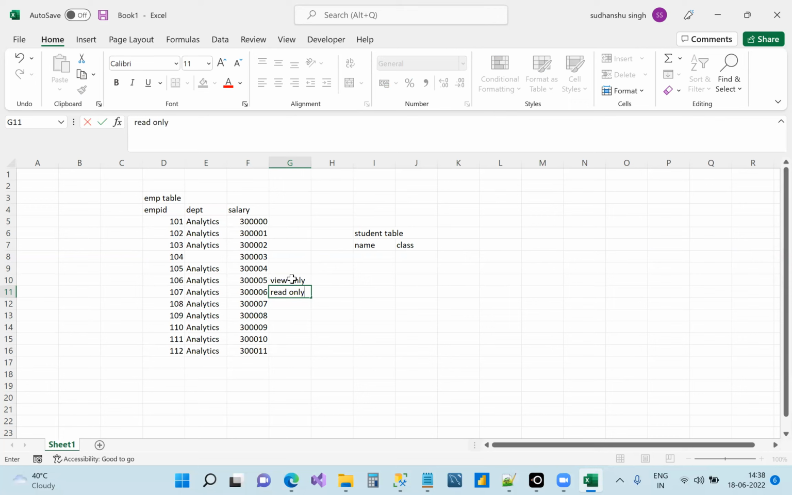But in TCL, transaction control means when I'm making any changes over here, it means I'm doing some transaction, right? Suppose I'm changing the department to sales. While changing it, I realize I don't need to change it, so I need to go one step back. One transaction back, I need to go.